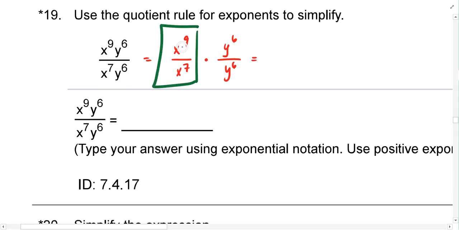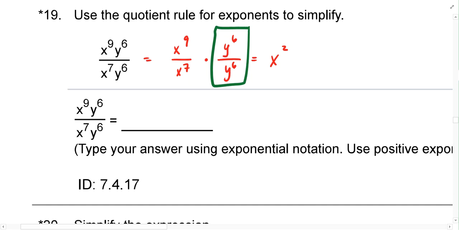So I'll focus on the one on the left here, and the first thing that I see is that we have a common base that's being divided. So the exponents must be subtracted. That's going to look like x squared to me. When I look at the second combination, well, I notice that y to the 6th is being divided by y to the 6th, and so that's a number divided by itself. That should be equal to 1.